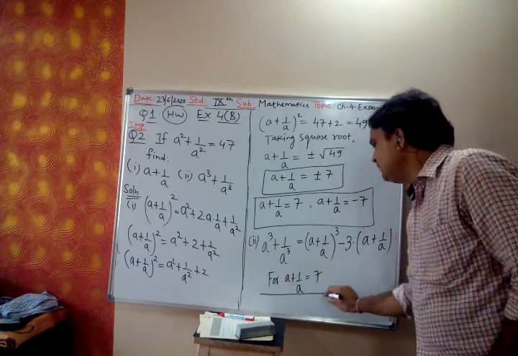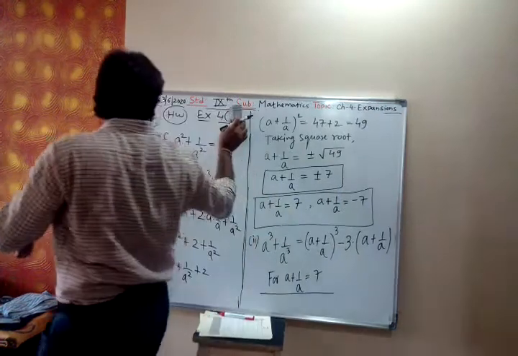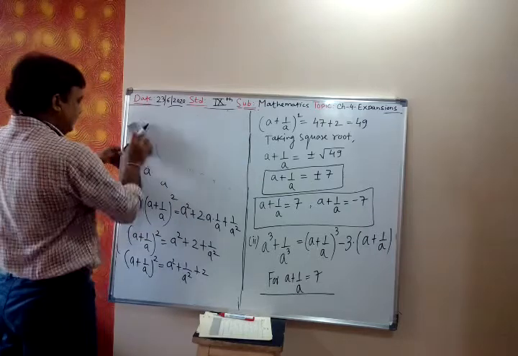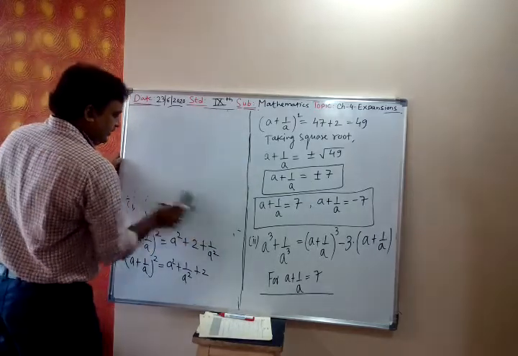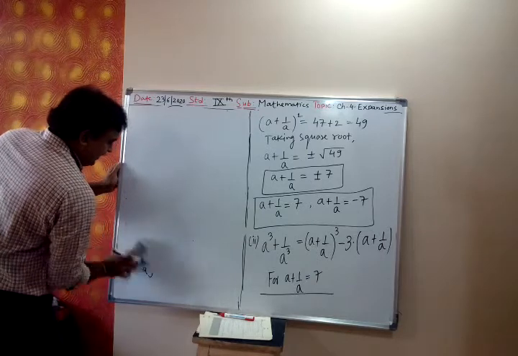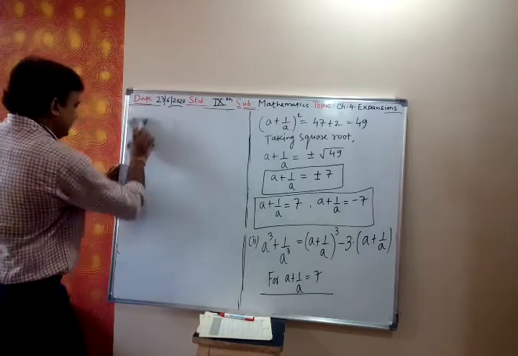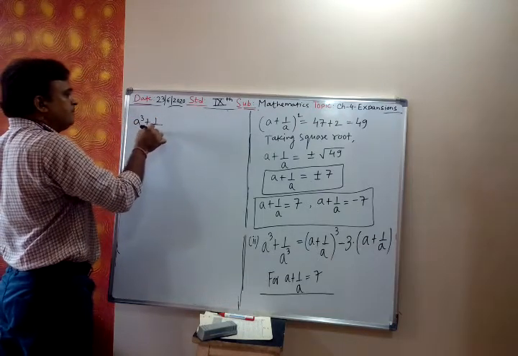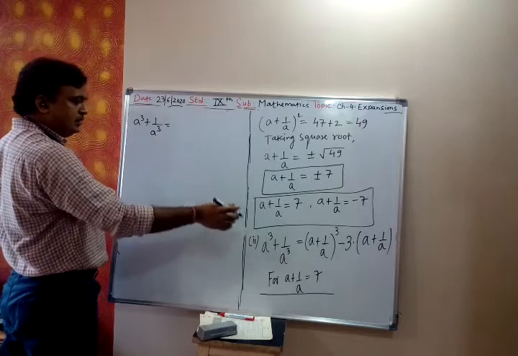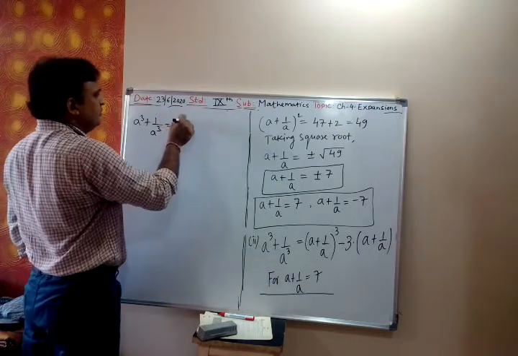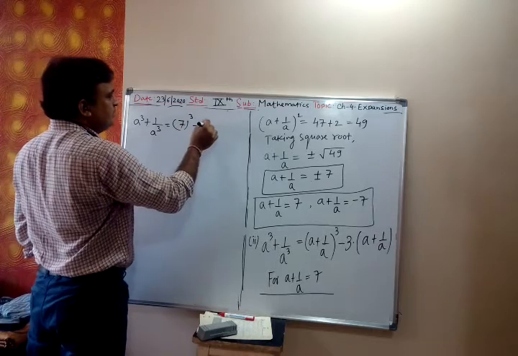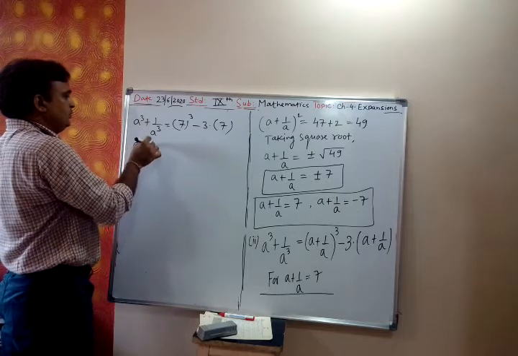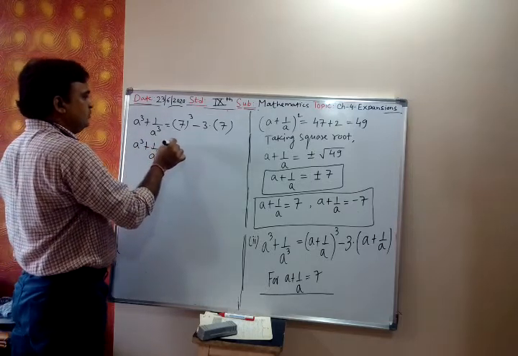For plus 7 we write this. First I will take plus 7, then I will take minus 7 in second. So for a plus 1 upon a is 7, I will find this value. So a cube plus 1 upon a cube is equal to a plus 1 upon a whole cube, where a plus 1 upon a is 7. So 7 cube minus 3 into 7.